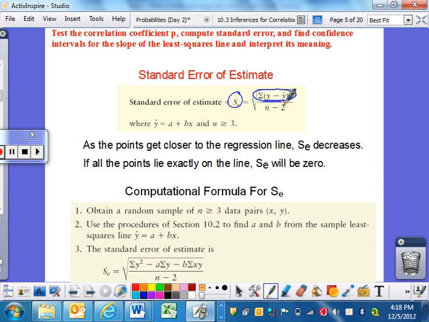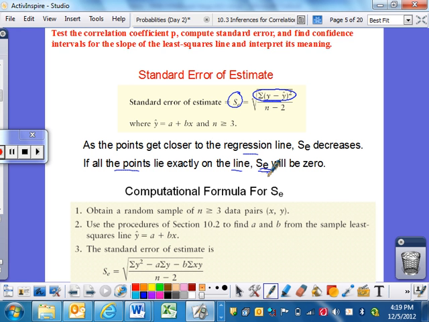is your y minus the y hats, and it's the distance from the regression line, things like that. This is the formula that shows exactly how much error there could be. So the more the data points are away, the more error that can happen. If all the data points land exactly on the line, your standard error is going to be 0 because there's no error. They're right on the line.